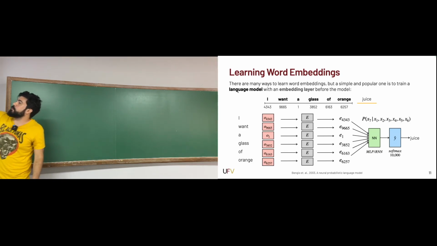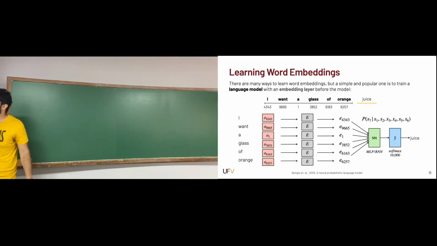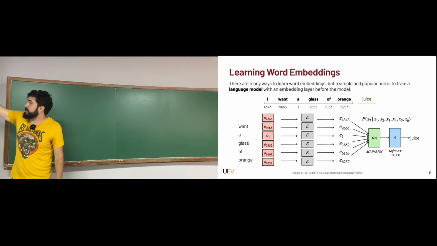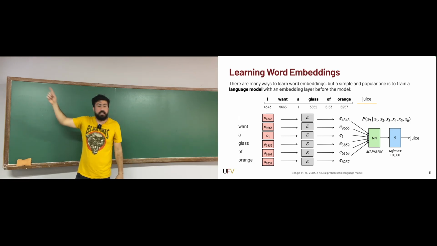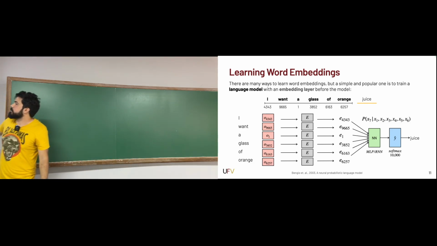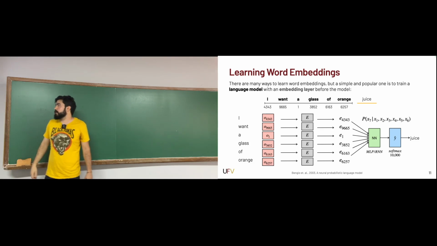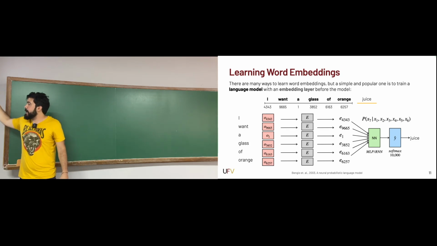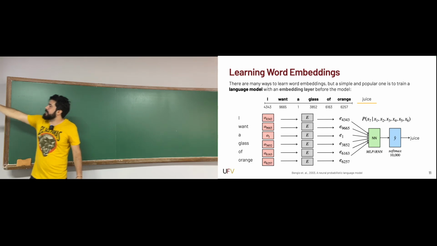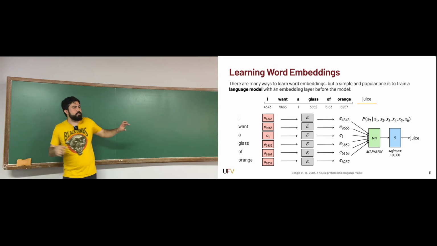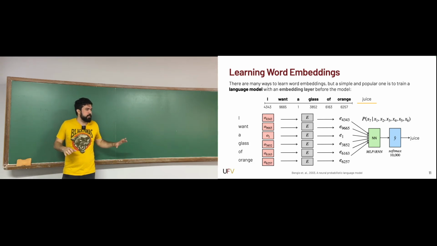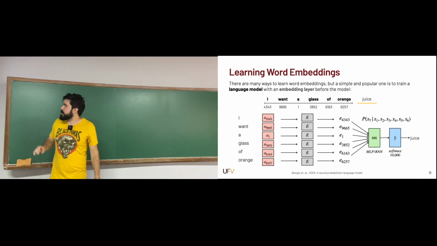So you feed the one-hot encoding, or multiply by the embedding matrix, and note how it's the same embedding matrix for all the words. I'm not going to have different embedding matrices for different words. It's the same matrix E. I'm going to produce embedding vectors for each word, and instead of the one-hot encodings, I'm going to feed the embeddings to my network. This is a hidden layer. The green box there is a neural network, and it can be either a feed-forward network or an RNN.